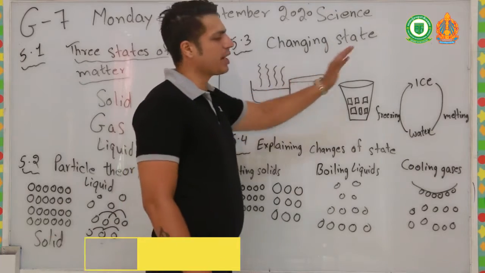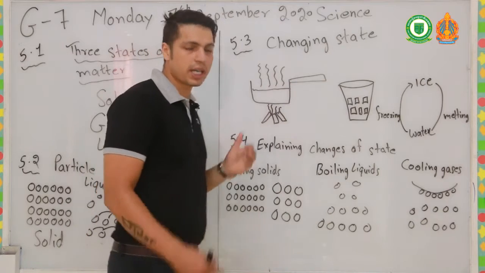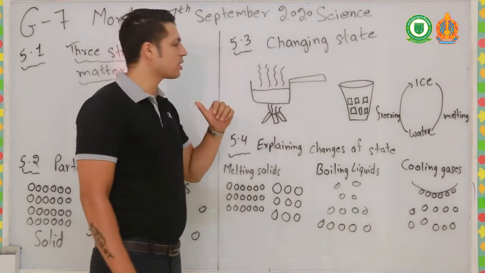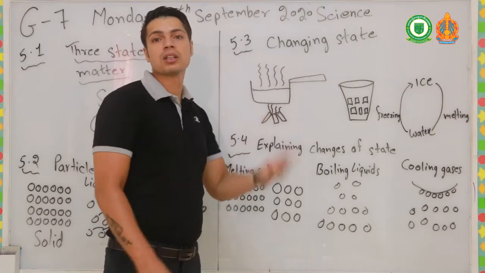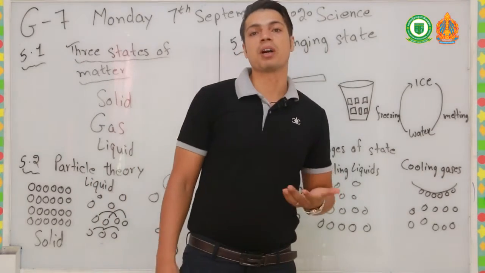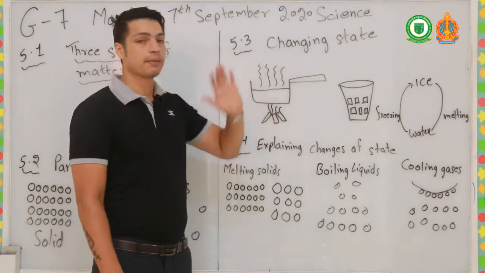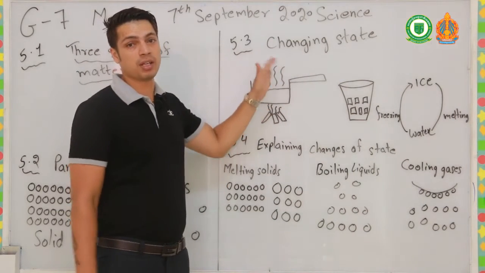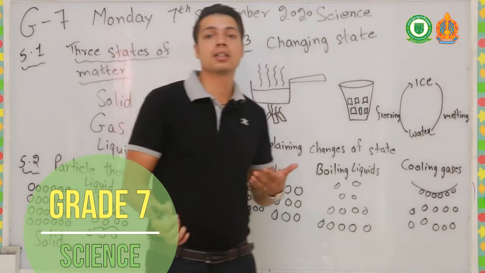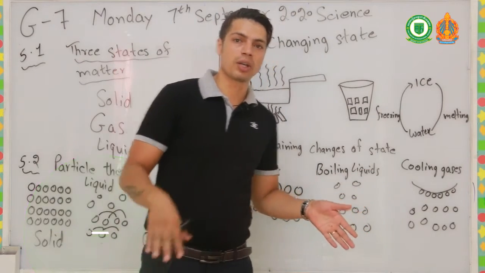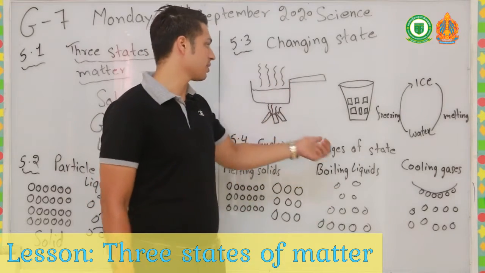Now, changing state. If you boil the water, and I ask you to do this at home, after a few minutes you will see the steam, which we also call water vapor. So you will see vaporization. Steam starts to go up, which means steam is a gas. So changing state means water starts to convert into gas.